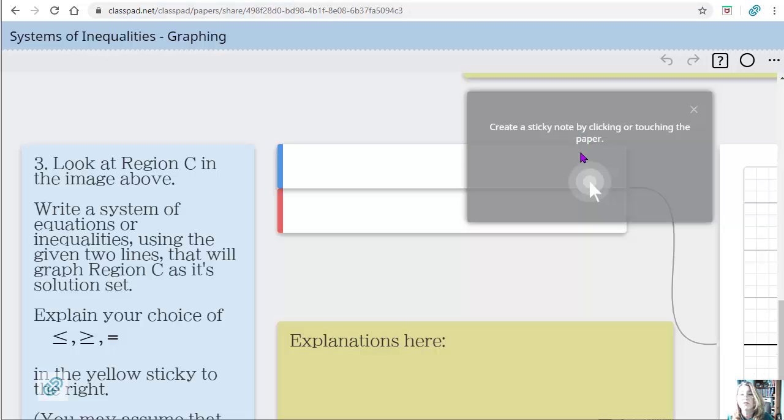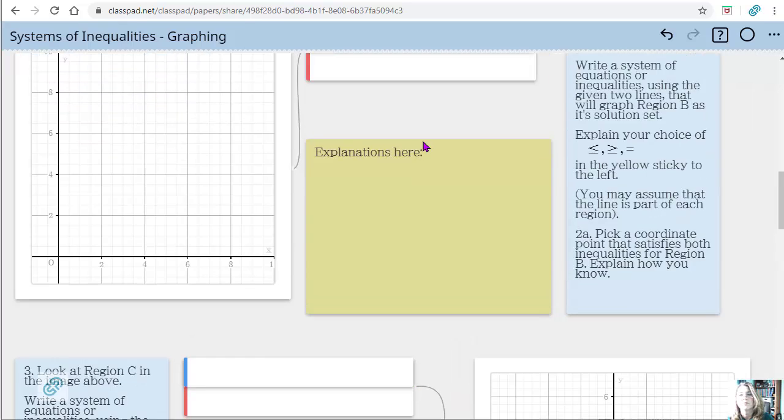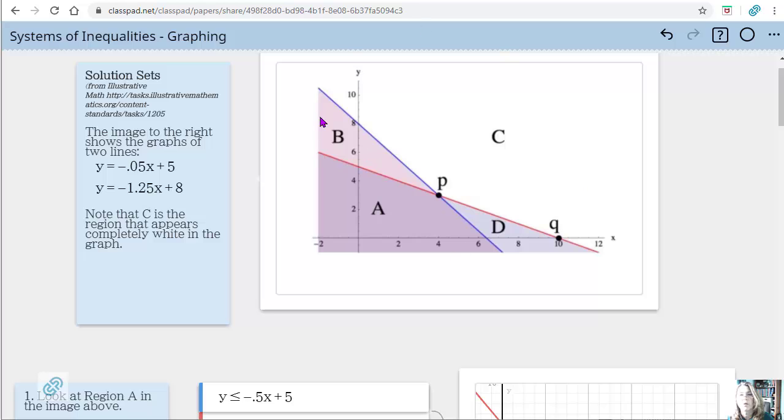Second activity is a little different. It actually gives you, oops, go back up here. It gives you an image of a region, right? Here's 4 different regions. These are 2 lines that I've graphed, and then there's 4 different regions. And it basically wants you to think about, if I only want to see this part of the graph shaded, what inequalities do I need to use? Do I need to do less than, greater than, less than or equal to, greater than or equal to? How do I arrange my equations?